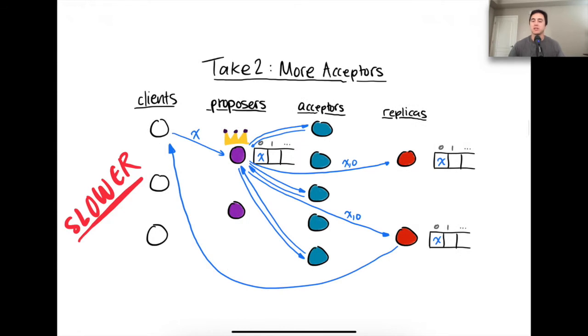Next, let's try to scale the acceptors. Here, I've drawn MultiPaxos with 5 acceptors instead of 3. If we execute the protocol, we see that we're doing everything we were doing before and then some. Specifically, the leader is now contacting 3 acceptors instead of 2. This means that scaling up the acceptors actually makes the protocol slower.